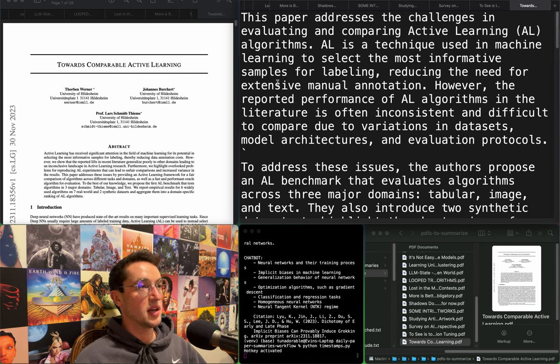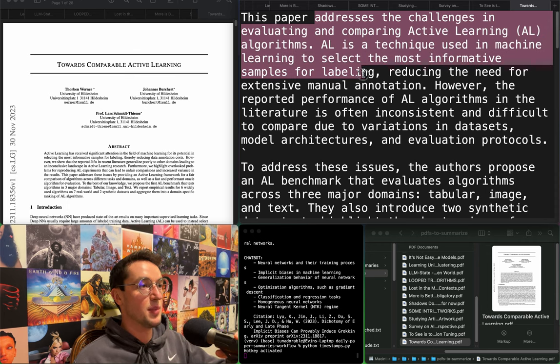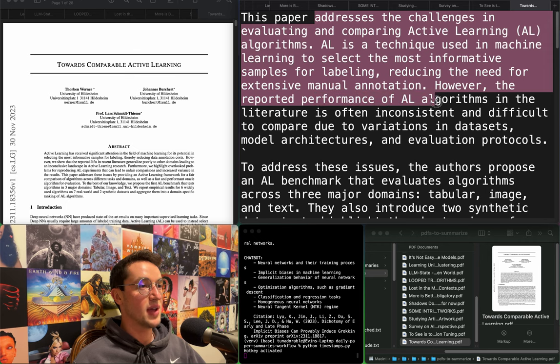Towards comparable active learning addresses the challenges in evaluating and comparing active learning algorithms. AL is a technique used in machine learning to select the most informative samples for labeling, reducing the need for extensive manual annotation. However, the reported performance of AL algorithms in the literature is often inconsistent and difficult to compare due to variations in datasets, model architectures, and evaluation protocols.